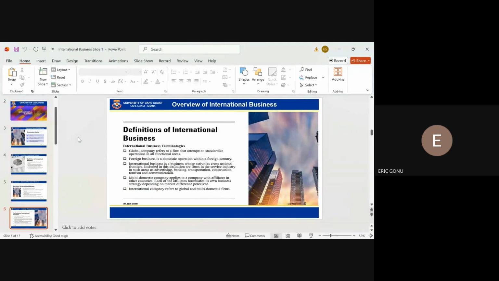Now let's look at a few definitions when it comes to international business. We have one, global company. A global company refers to a firm that attempts to standardize operations in all functional areas. The company is targeting the entire world with standardized operations in all functional areas, in HR, in marketing, in production. So it's one standard of activities and operations across the globe.